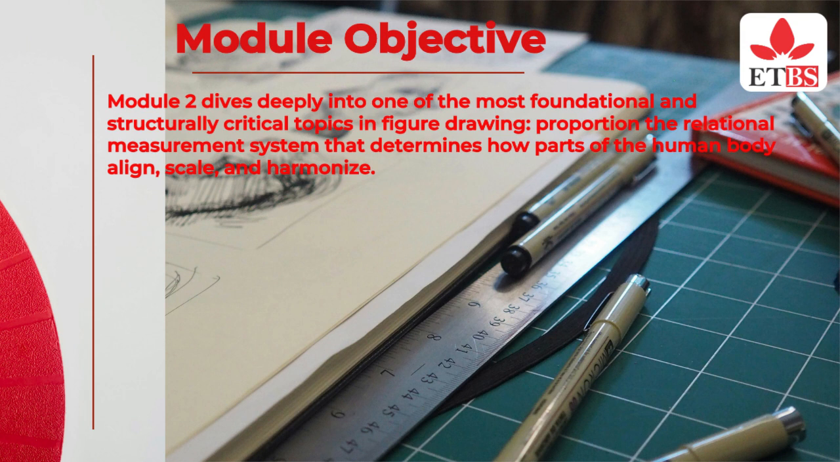This module bridges observational drawing with idealized anatomical canon and introduces a range of proportion systems used throughout history, including classical Greco-Roman standards, Renaissance canon, Loomis's head count method, and modern anatomical references.